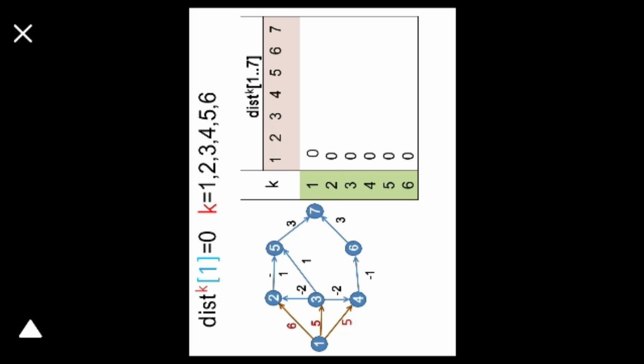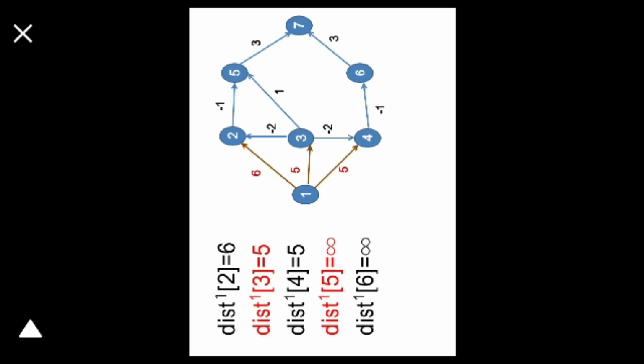So now next we need to find distance from source to all other vertices with 1 edge. So now here distance of 2 with 1 edge. Distance of 2 with 1 edge means here distance from source to vertex 2 with 1 edge. Source is 1, 1 to 2 with 1 edge is 6. Distance from source to 3 with 1 edge. Source is 1, to reach 3 with 1 edge is 5. Distance from source to vertex 4 with 1 edge is 5.